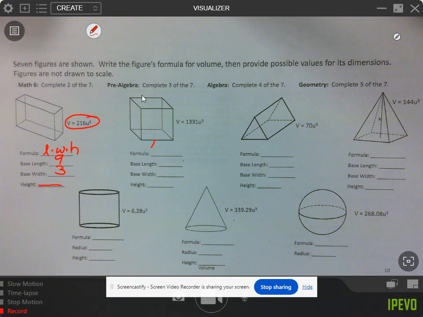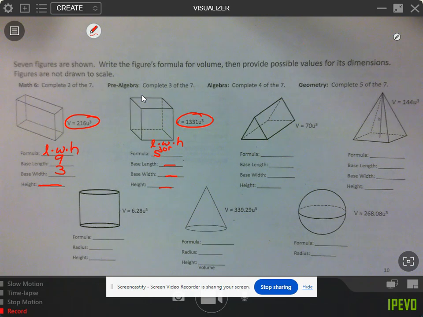For our cube, we can do length times width times height, or we could say side cubed because it's squares. All the sides have to be the exact same length. So what number can we multiply by itself 3 times to get 1,331? You want to find what number that you multiply by itself 3 times is going to equal 1,331.